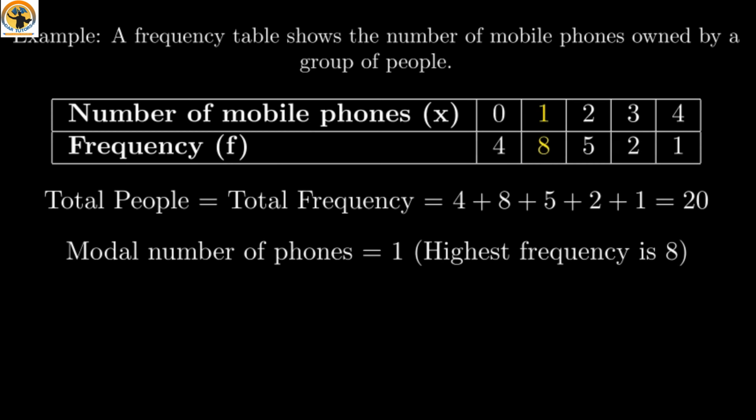The value associated with this frequency is 1. So the modal number of phones is 1. Now, let's find the median. We have 20 people, so just like before, the median is between the 10th and 11th person's data once ordered.